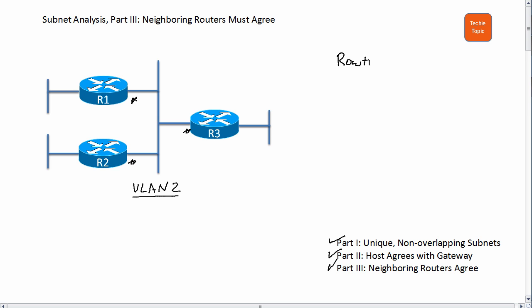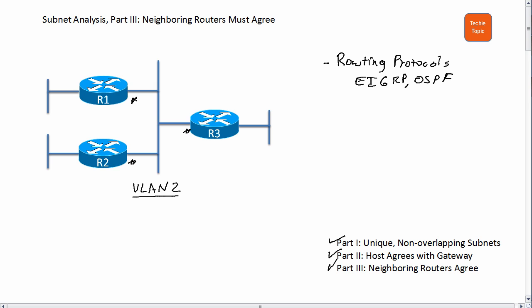Well, as it turns out, a couple of the most important routing protocols, namely EIGRP and OSPF, don't even work. You can't form a neighborship from a routing protocol perspective if the router that you're trying to neighbor with thinks it's a different subnet. The protocols simply don't work. The other problem is routing holes.